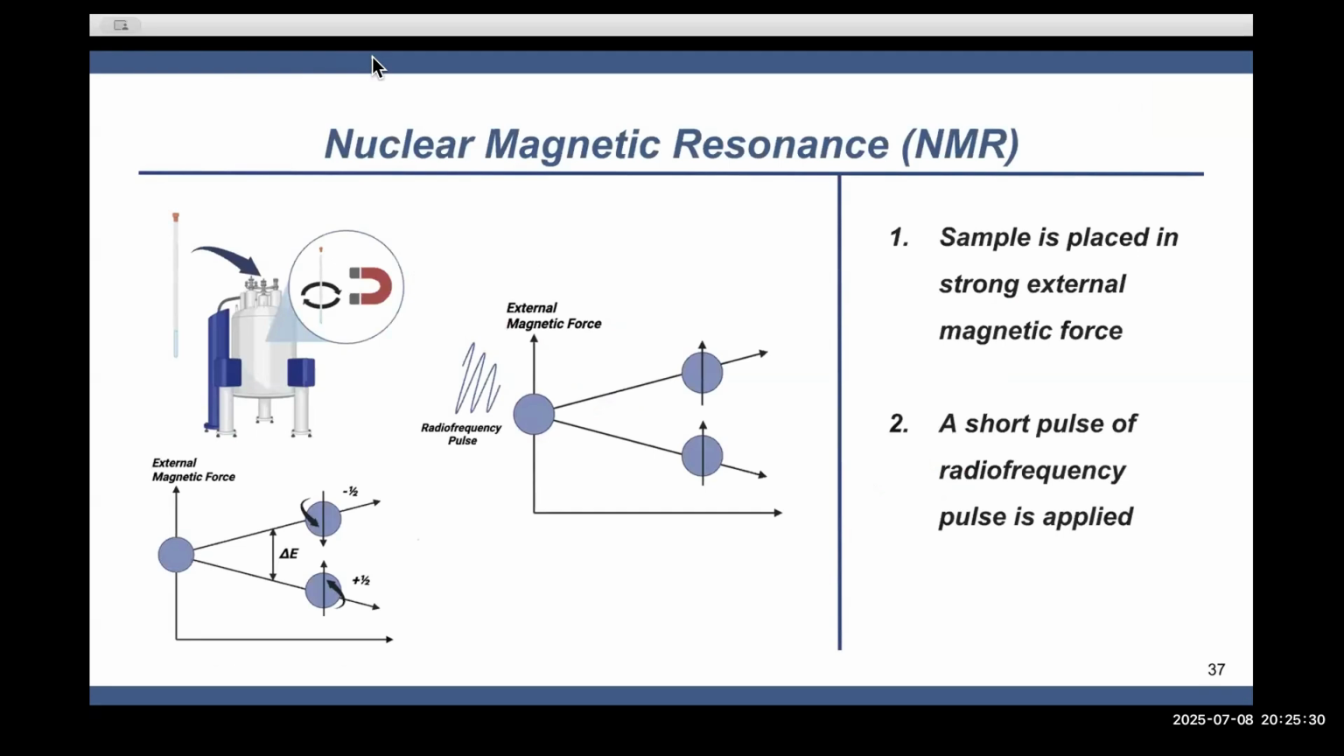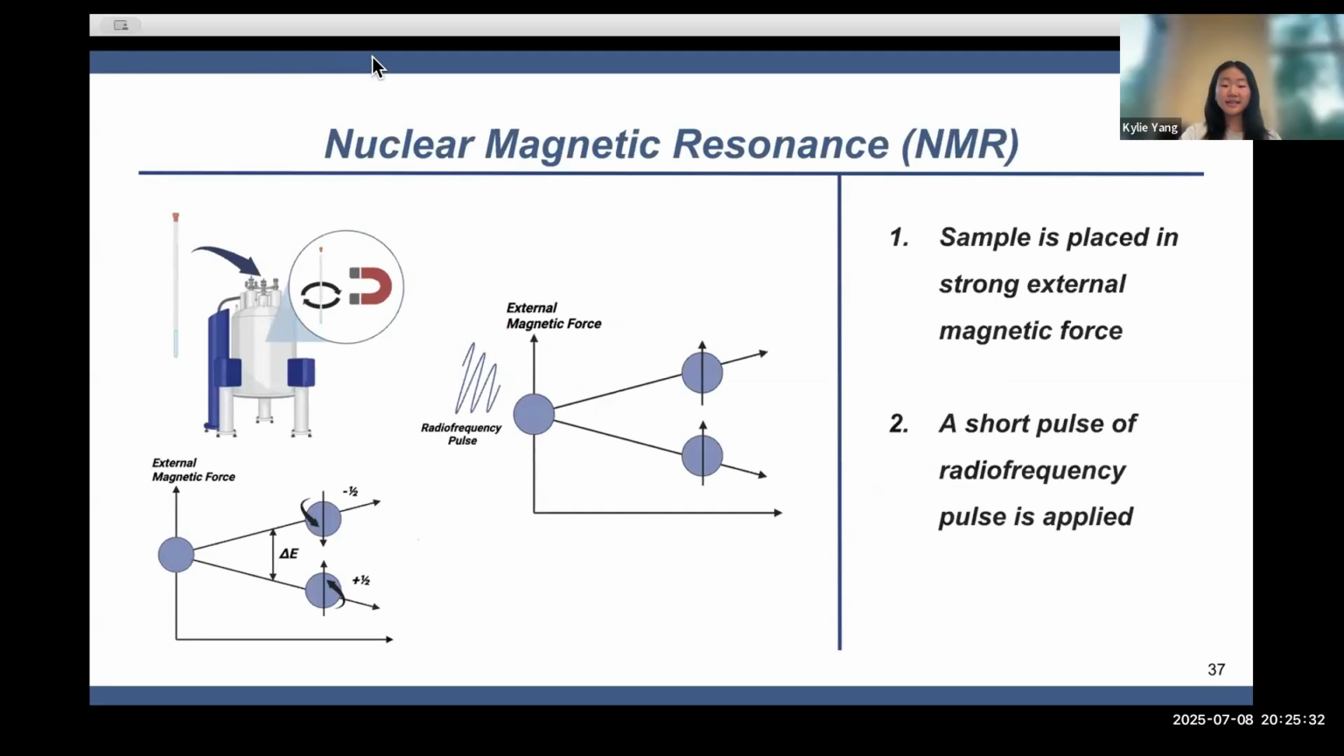So during this project, we utilized the technique called nuclear magnetic resonance, also known as NMR, a powerful analytical method used to determine the structure of molecules. It works by detecting the magnetic properties of certain atomic nuclei, such as hydrogen or carbon. When we run an NMR, we first place a sample in a strong magnetic field, causing the nuclei, in our case hydrogen, to align either with or against the field, forming two energy states.